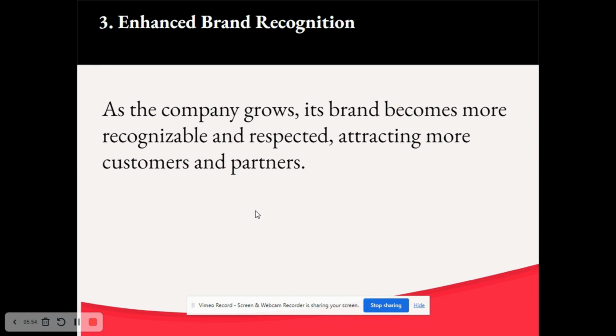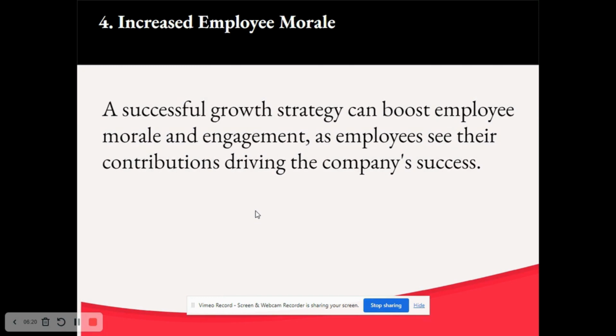Enhanced brand recognition. As the company grows, its brand becomes more recognizable and respected, attracting new customers and partners. So if you're able to successfully implement your growth strategy, it is going to go a long way in helping you increase your brand visibility, brand recognition, and help you attract more customers, investors, and partners to your business and startup, as it were.